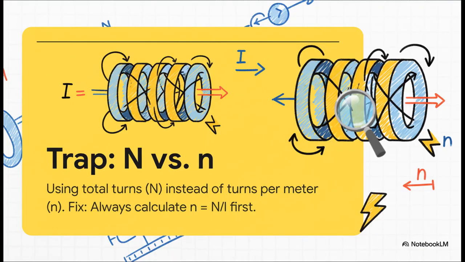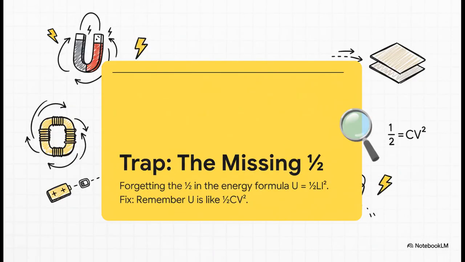First up, N versus n. In all those solenoid formulas, big N is the total number of turns, but little n is the turns per meter. The fix? Always calculate little n by doing N divided by L before you plug anything into the main formula. Next, the missing half.